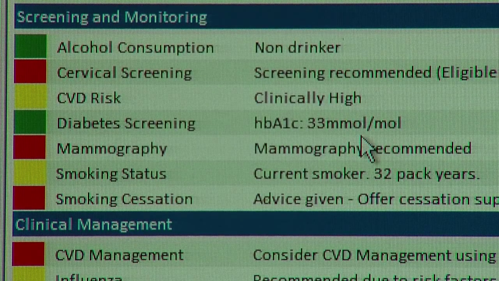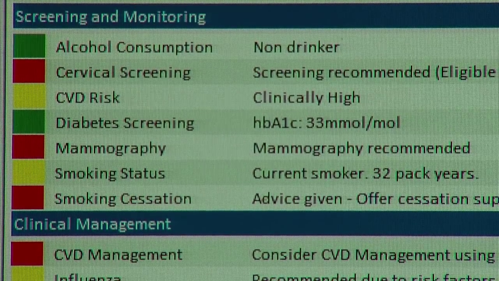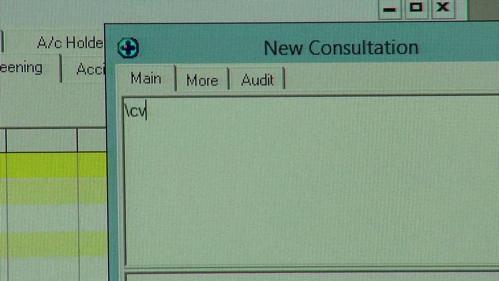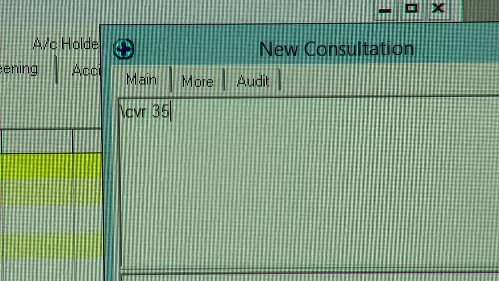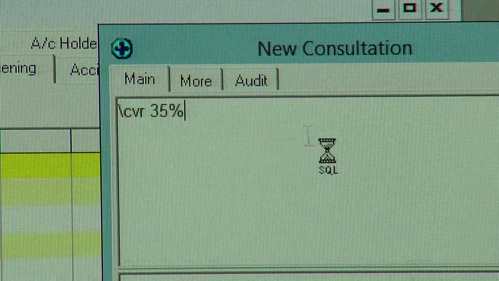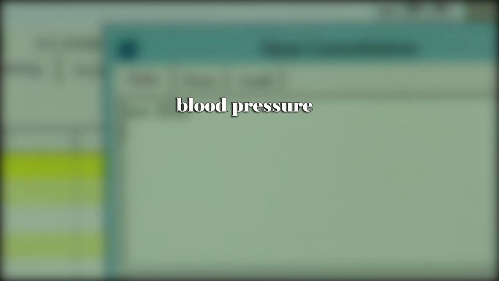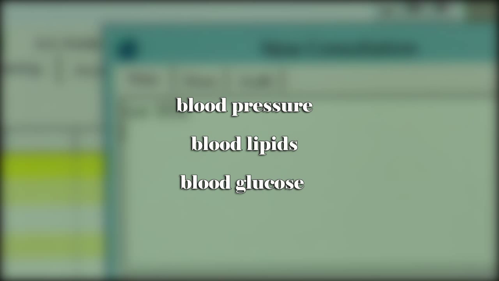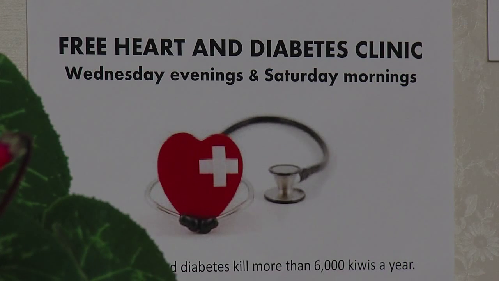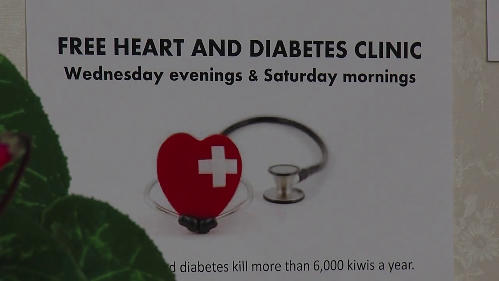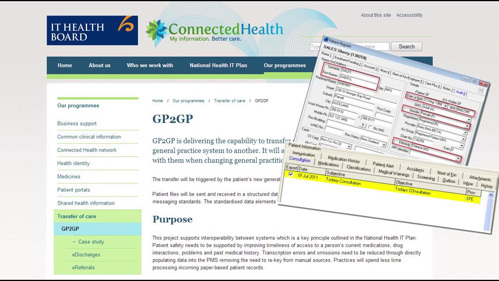Although people with existing cardiovascular disease don't need to have their risk calculated, it's still good practice to record their cardiovascular disease risk, which is 35%, in your patient management system. Also include recent blood pressure, blood lipid and blood glucose levels. This way, the information is accessible if you or your nursing team run heart health clinics, if you ever need to use GP to GP to transfer patient files, or when you're deciding treatment options with a patient.